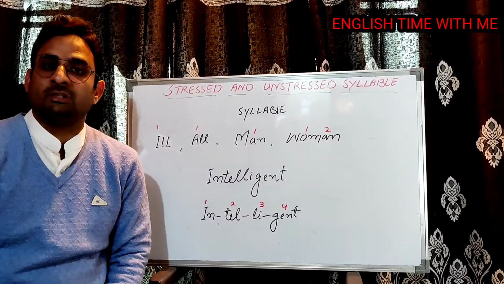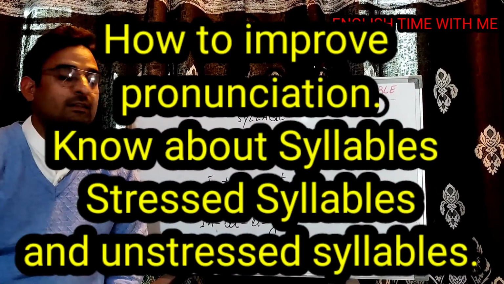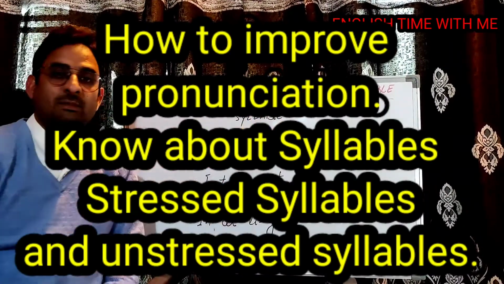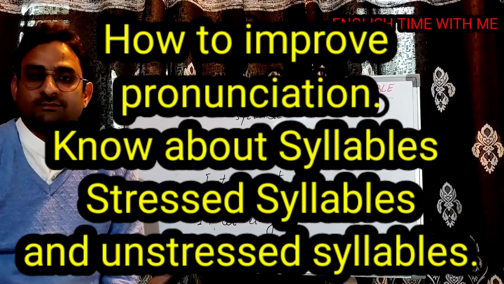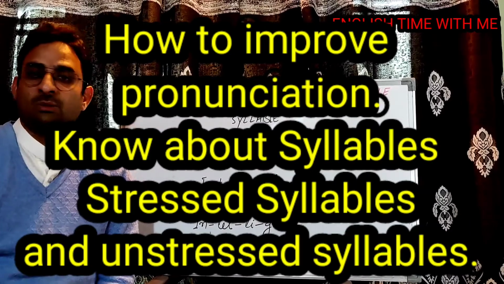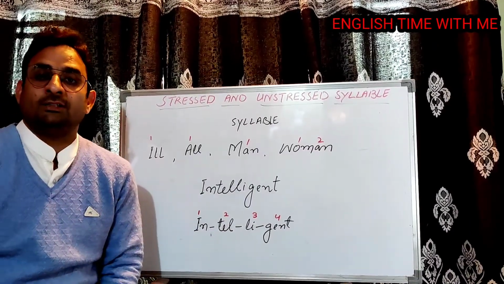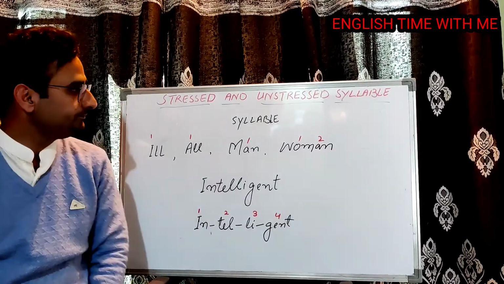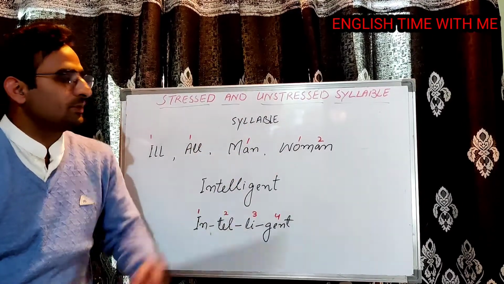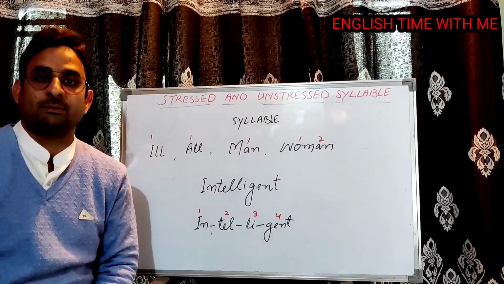For that particular thing, pronunciation, we have selected a topic, that is stressed and unstressed syllable. It helps a lot to improve your pronunciation. Today we will discuss all these things, how to improve your pronunciation in English. There are two syllables in English language: stressed and unstressed syllable.